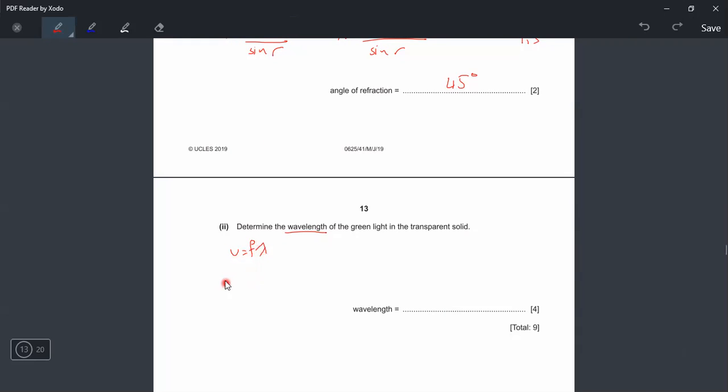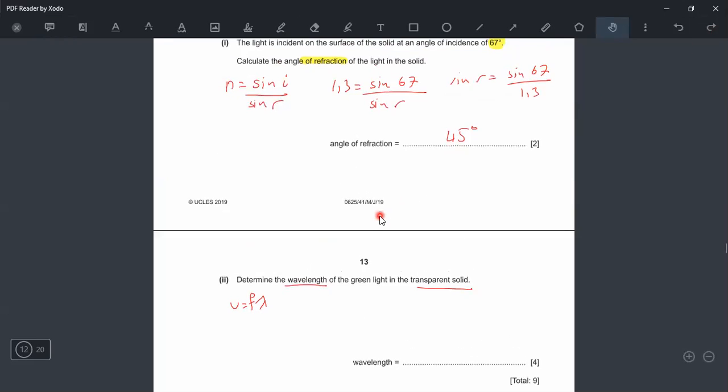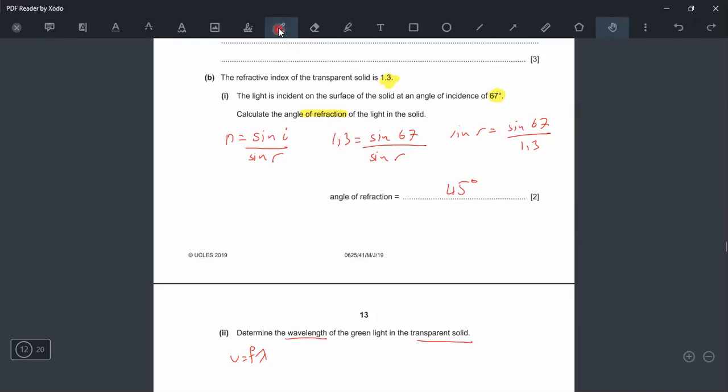Oops, f lambda. But the problem is we don't have the speed of the wave in the solid. We have the speed of the wave in the air, 3 times 10 to the power of 8. But wait, that's why we have the index. That's why this is b double i. It's part of the same question.